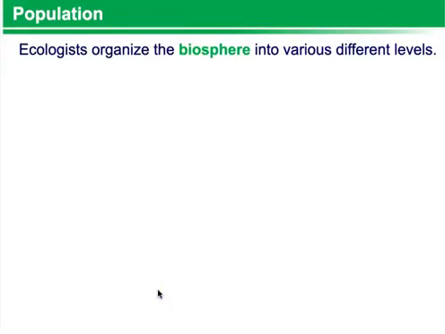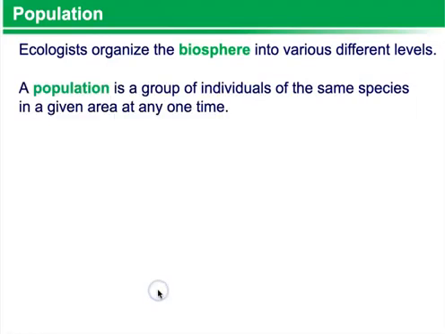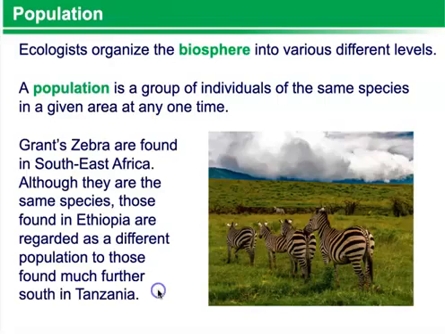Populations. Ecologists organize the biosphere into various different levels. Recall, the biosphere is all of the living organisms all the way down into our planet and floating around up in our atmosphere that exist on our planet. A population is a group of individuals of the same species in a given area at any one time.